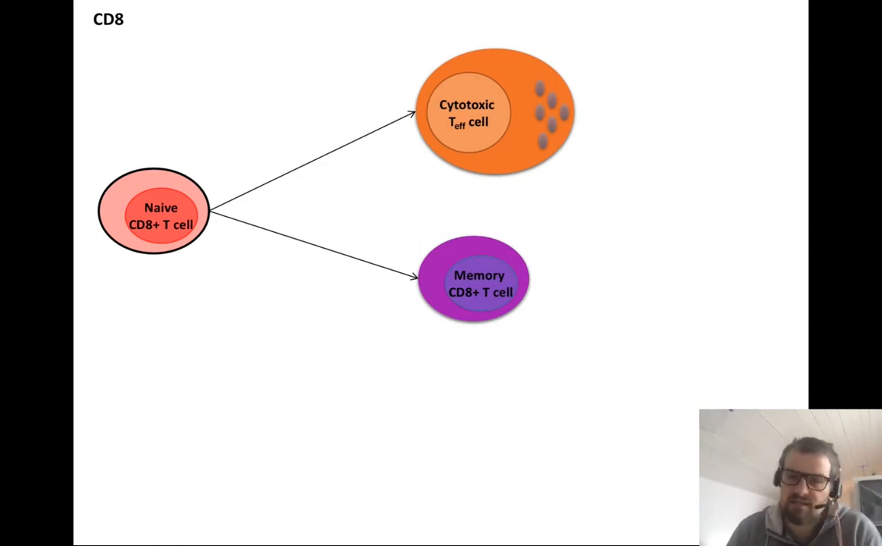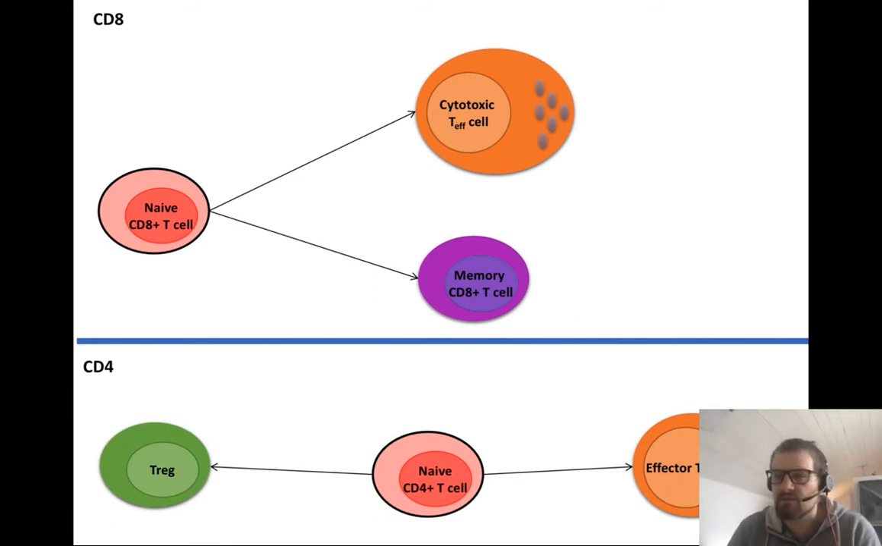CD8 T cells, when activated, can have important functions again in antiviral immunity and anti-tumor immunity. They can differentiate into different subsets. They differentiate into cytotoxic effector T cells that can recognize and kill target cells. But as with adaptive immunity, you also generate memory cells. These are long-lived cells that give you immunological memory to help you deal with subsequent infections or similar viruses, and allow you to deal with them better the second time.